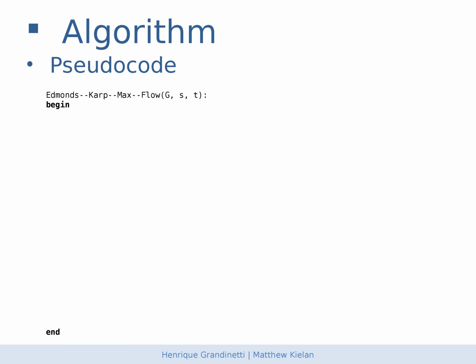We can now derive the pseudocode. We start with a flow of 0 and that results in G_F being equal to G. Then we need a loop for the iterative part.